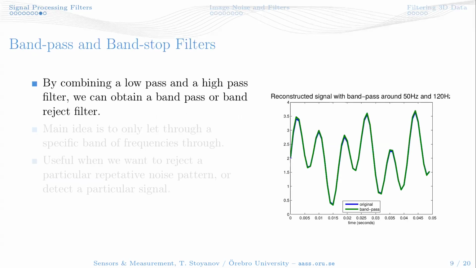Okay, and the band pass filter, right? If we combine the low pass and the high pass filter, then we can say we are only passing through a particular frequency band, right? So a band pass filter would be, look at the magnitude, right? A certain area where we're passing through the signal.